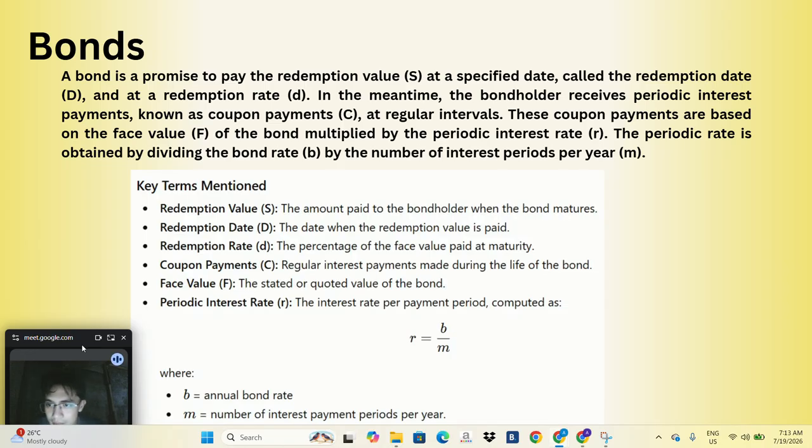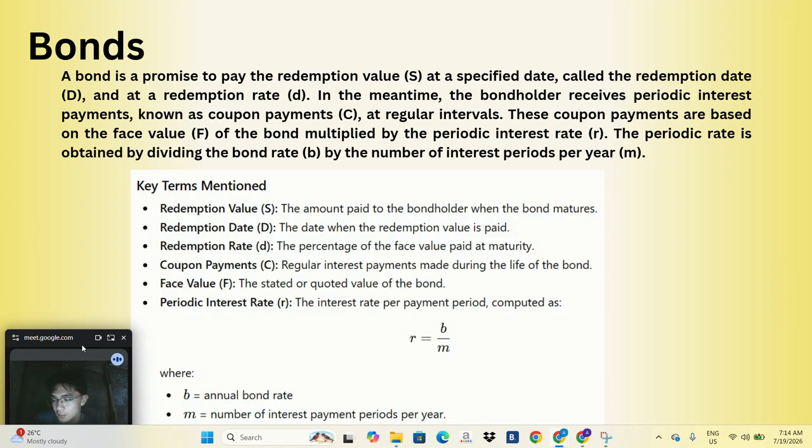So these are the key terms mentioned. Redemption value is the amount paid to the bondholder when the bond matures. Ito redemption value, ito yung value na makukuha niya pagkatapos ng, let's say, 10 years. Pagkatapos ng 10 years, ito yung makukuha niya. So, redemption date, ito yung 10 years. Redemption rate, the percentage of the face value paid at maturity. Coupon payments, regular interest payments made during the life of the bond.